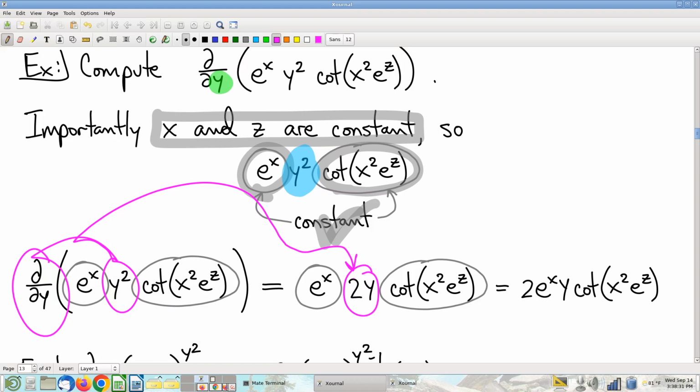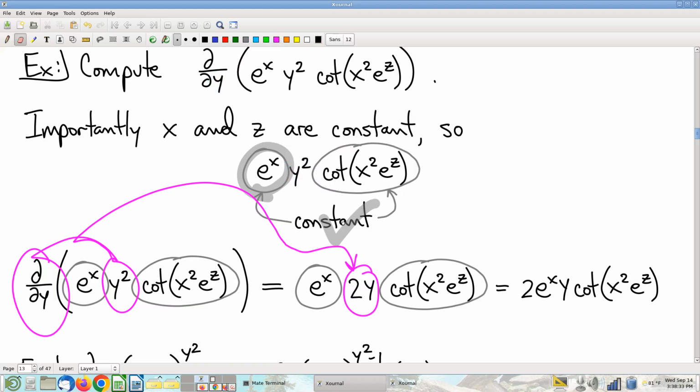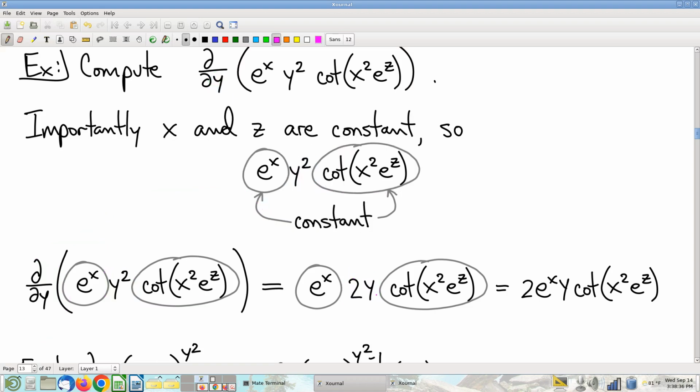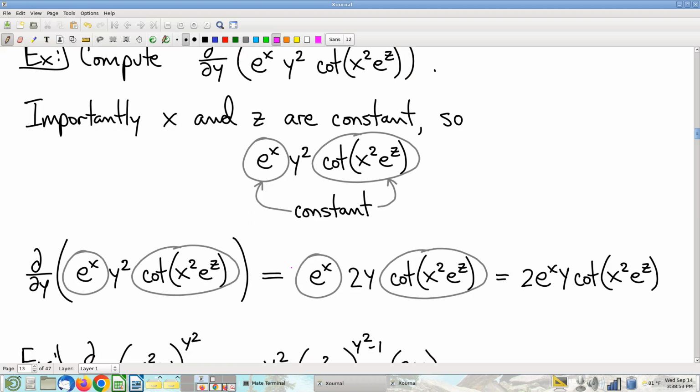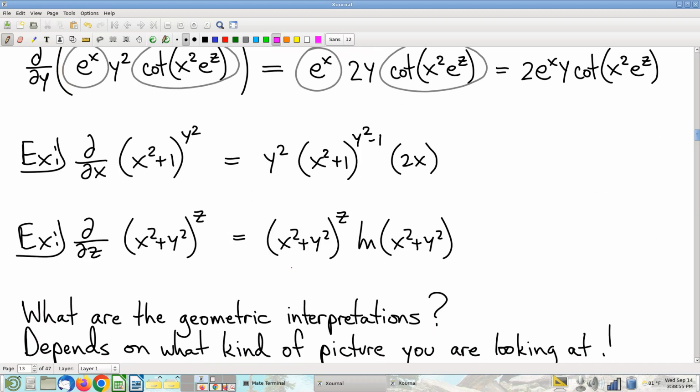Questions? Is everybody happy? Okay. And then, of course, at the end, obviously, aesthetically, it kind of looks better if you put the 2 over there on the outside. So clean it up after you're done. But the actual computing of the partial derivative is just this. Okay. Let's see another example or two here.